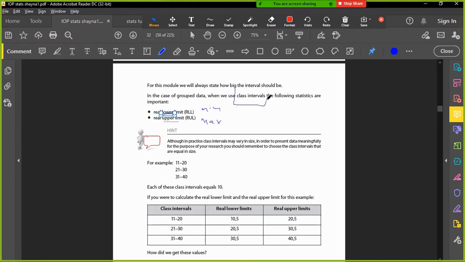So if you're looking at an interval, an interval is from one point to another. For example, in these class intervals, you're looking at 11 to 20. In the next interval, you're looking at 21 to 30. In the next interval, you're looking at 31 to 40. So, how many intervals do you have? 3. So if you've got three.